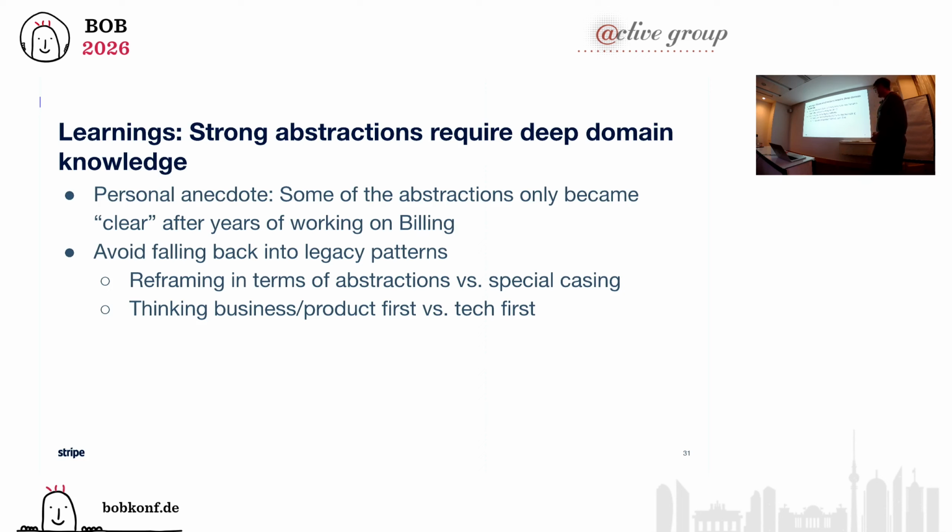And then, I already said this a few times, but thinking from a business product perspective first versus from a tech first perspective is also a trap that myself and a lot of engineers fall into very quickly, where you just want to solve it with the switches you have versus taking a step back and, again, thinking about domain and abstractions first.